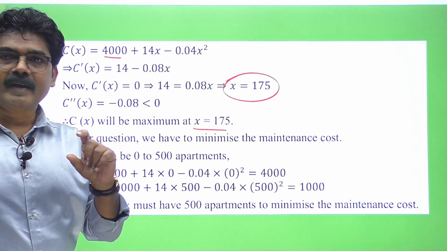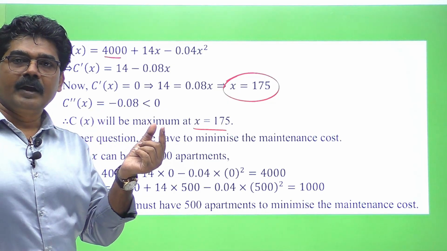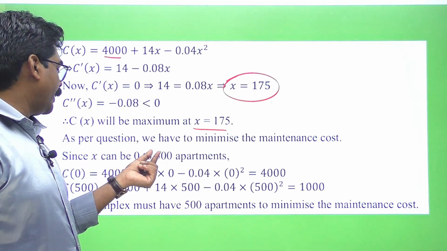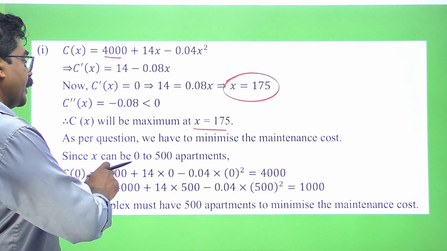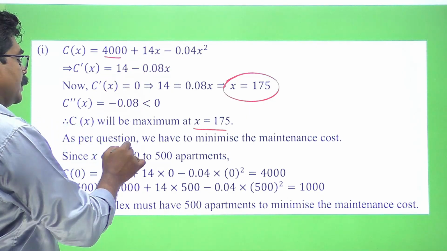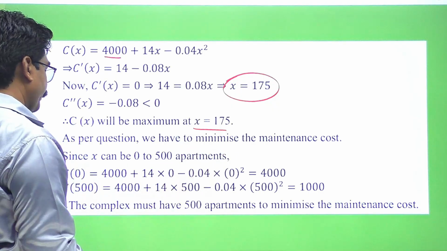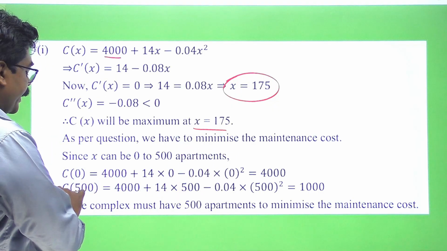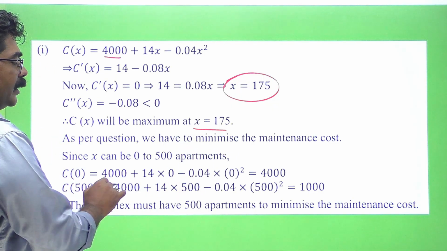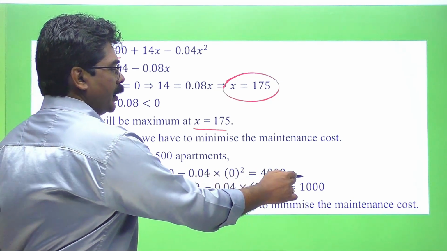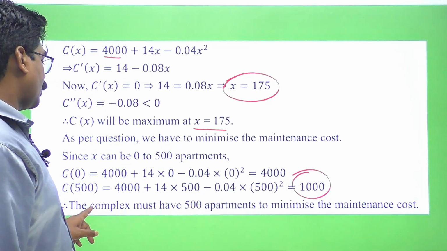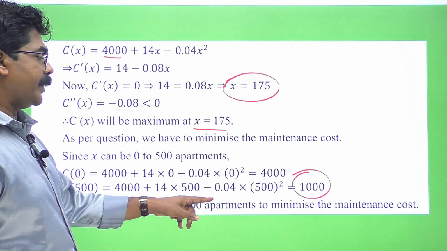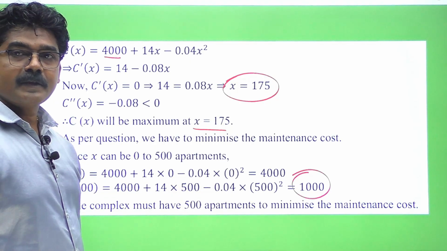Value of x varies from 0 to 500. If value of x varies from 0 to 500, then C of 0, total cost at x is equal to 0. If you substitute 0 here, then it is equal to 4000. C of 500 apartments, if you substitute the value here, then 1000. It means this is the minimum cost. Therefore, the complex must have 500 apartments to minimize the maintenance cost.